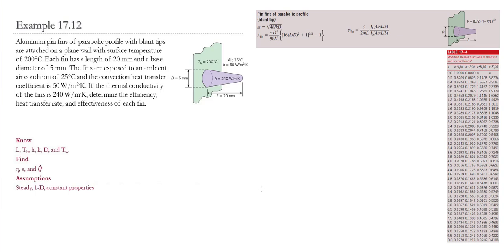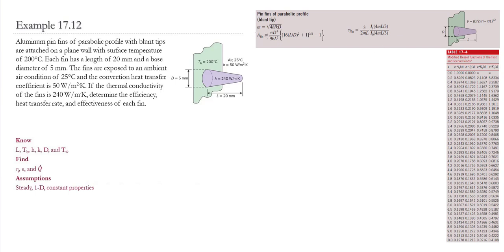The number of the tables may be different in different editions. However, the content will be basically the same. And even other textbooks that you may use, the resources will be exactly the same. So in this case, we look for table 17.3. It has different fins with different shapes, and it provides the information that we need for those fins. The one that we're looking for is a parabolic profile with a blunt tip, and basically this is the case that we're looking for.